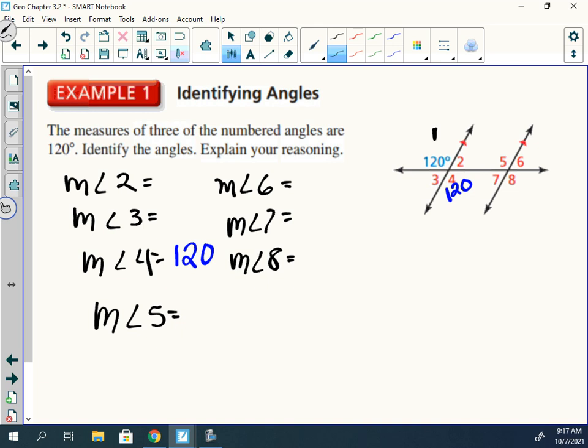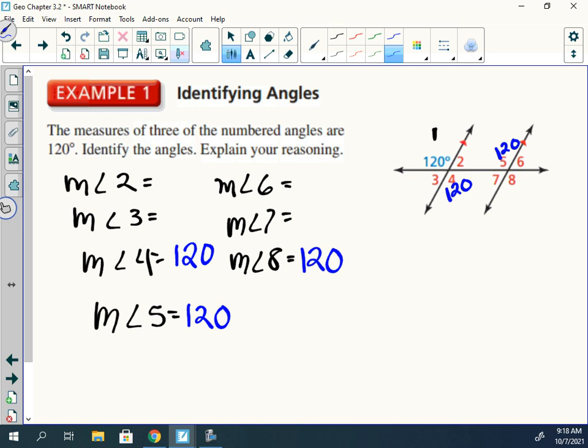What's another angle that we could get? 5? And what would 5 be? Because? So why can we say 5 is 120? At angle 2. 1, because 1 and 5 are corresponding angles.